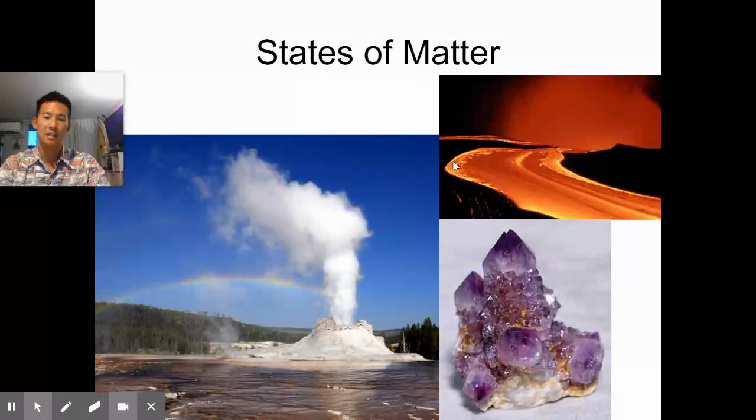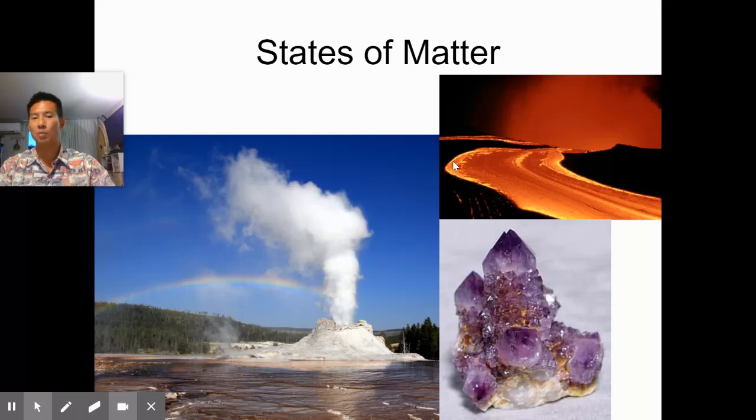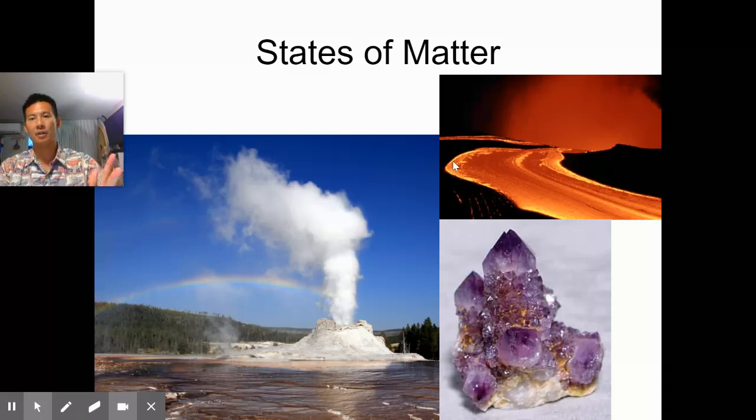Now, don't confuse the states with types of matter. Certain types of matter can exist in different states. Very simply, you've got liquid water, you've got solid ice, that's the same thing. And of course, when you boil water, you've got water vapor. So the same type of matter, which is water, can exist in multiple states of matter.